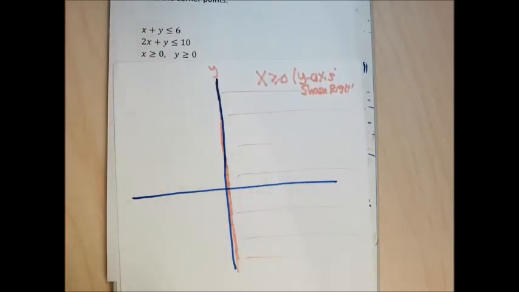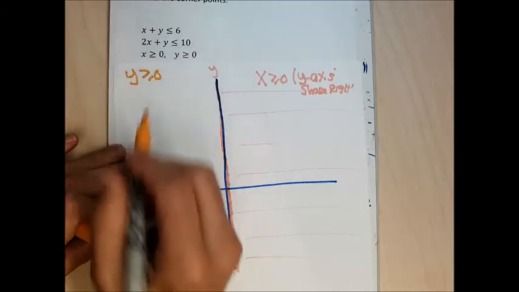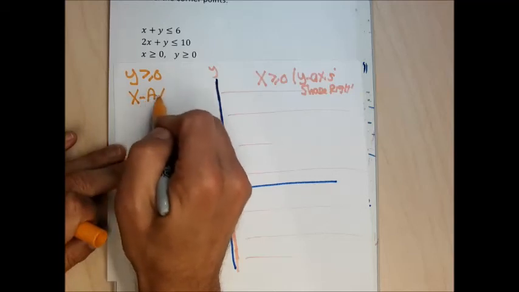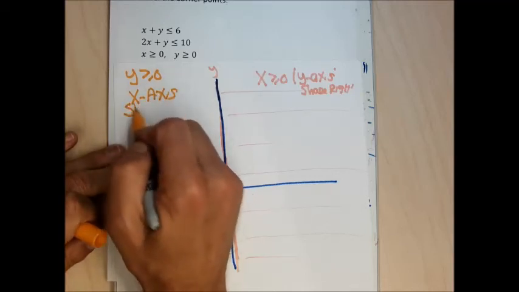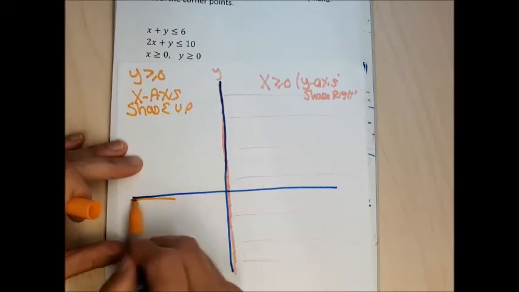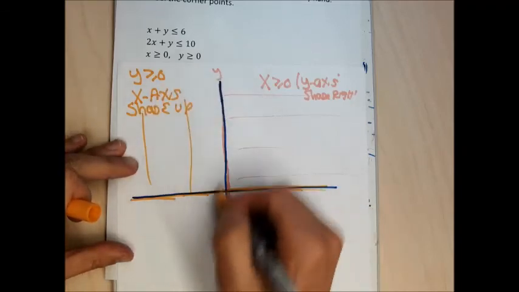Next, what I'm going to graph is y is greater than or equal to 0. And y is greater than or equal to 0 is a graph of the x-axis, and I shade up. So I'm graphing the x-axis, shading up.